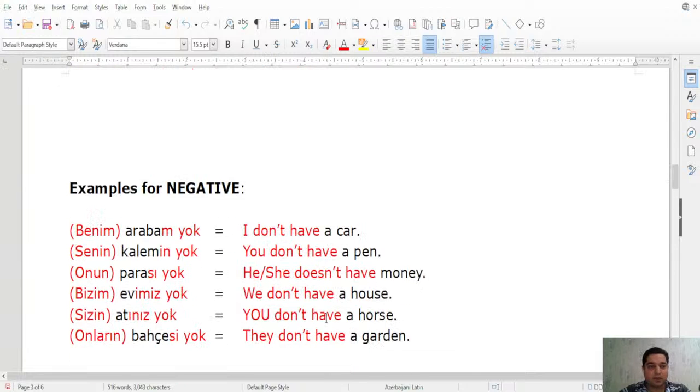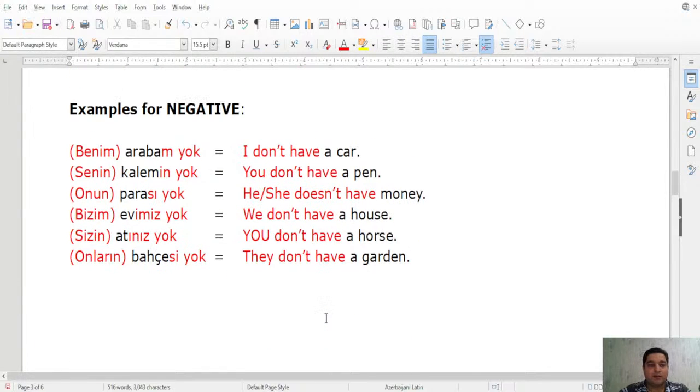Examples for negative. What about the negative? It is the same thing, right? Plus yok. Just yok. Benim arabam yok. I don't have a car. Senin kalemin yok. Right? You don't have a pen. Onun parası yok. He, she doesn't have money. Bizim evimiz yok. We don't have a house. Sizin atınız yok. You don't have a horse, right?